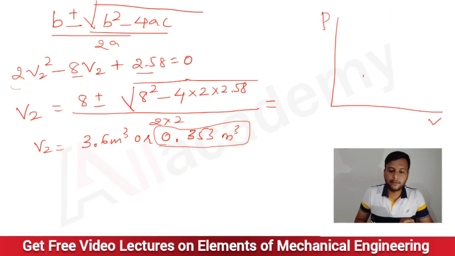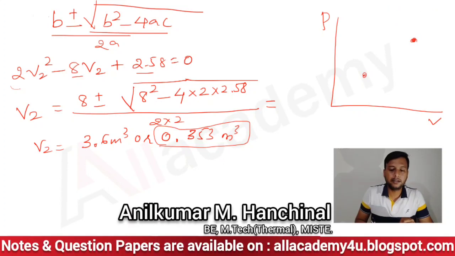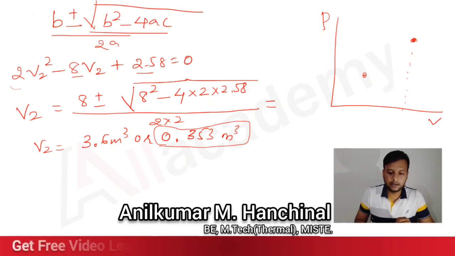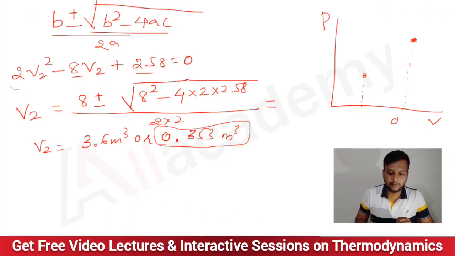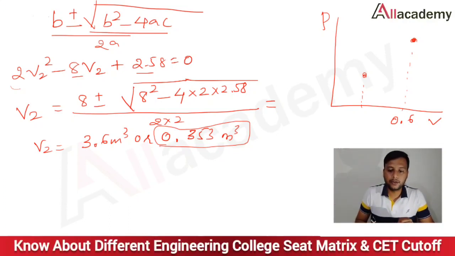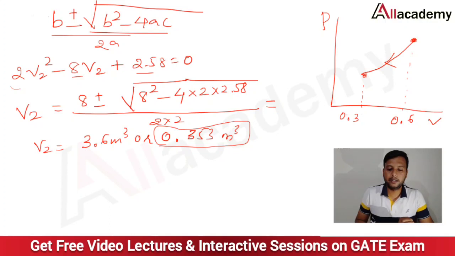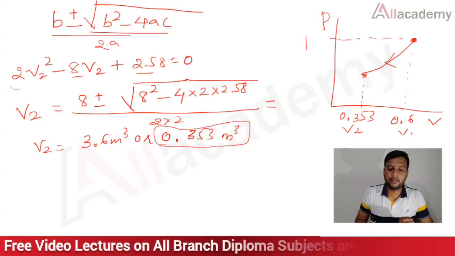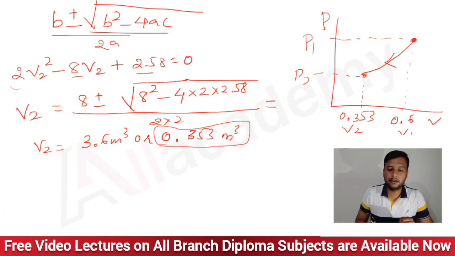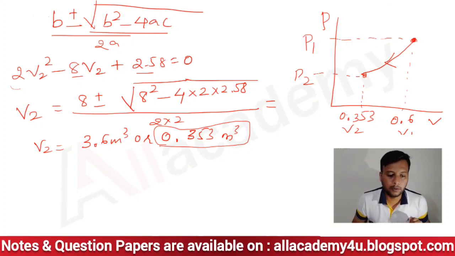So this is point one, the initial point, which has some volume, that is 0.6 the initial volume, and the work is done on the system. So here it will go like this in the downward direction. This is V2, that is 0.353. This is V2 and this is V1, and this value is P1 and this is P2. Now this is the PV diagram for this particular problem.